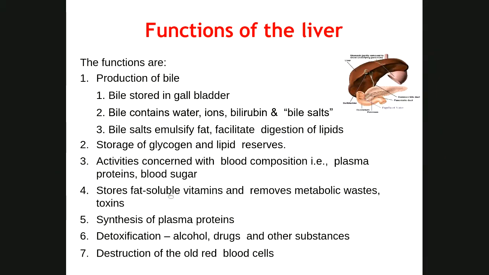Of course, the liver's most important function is to remove the metabolic wastes and toxins. There are a lot of toxins which are produced. Therefore, immediately after absorption from the gastrointestinal system, the blood will be moving through the portal circulation into the liver, whereby the toxic materials will be detoxified by the liver. So that's one of the most life-saving functions, the detoxification or removal of metabolic wastes and toxins from the circulation. Synthesis of plasma proteins, as I mentioned, detoxification, alcohols, drugs.